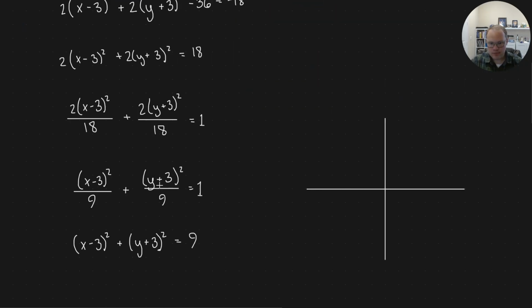Okay? So my center is at positive 3, negative 3. Right there, and my radius is 3, so 3 units up and down, 3 units left and right. So my circle looks like, let me try it one more time. Yeah, it looks like that.